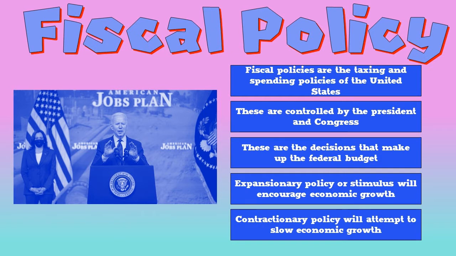When we talk about fiscal policy, we just mean taxing and spending policies. Remember, taxes are controlled by Congress and they have to be approved by the president. So the president and Congress together have control over fiscal policy. These are the decisions that make up the budget, like what is the money going to be spent on and how do we get the money.